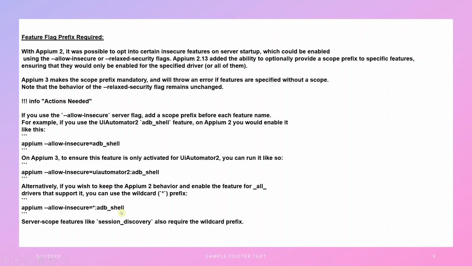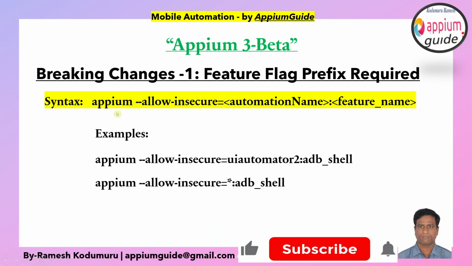This is one of the changes in the Appium 3 beta version, that is the feature flag prefix is required when you are using the allow-insecure argument. This is all about Appium 3 beta version breaking change 1.